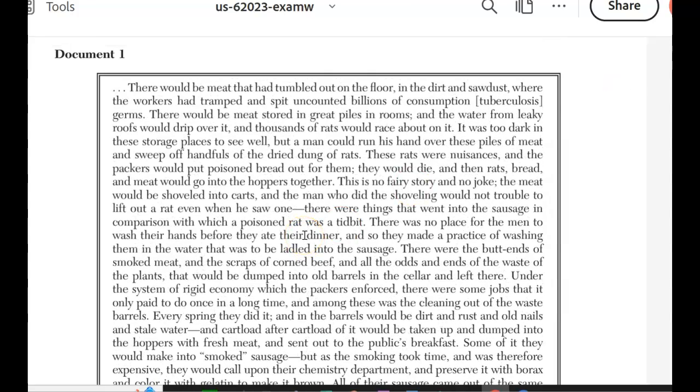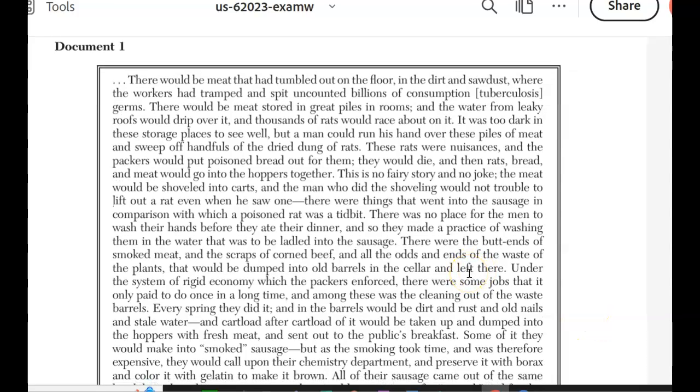So document 1. There would be meat that had tumbled out on the floor in the dirt and sawdust, where the workers had trampled and spit uncounted billions of tuberculosis germs. Consumption's an old-fashioned word for tuberculosis. You know, tuberculosis was a disease that you could pick up by breathing it in and it went in your lungs, but you could also pick it up in other ways. So here you've got meat all over the floor being stomped on, spit on, etc.